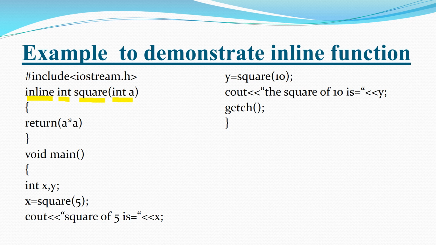Before starting this calculation, let us look at the main program. I'm going to start my main program with void main. This is a program where we are going to find the squares of two numbers. For the two numbers, I'm going to initialize two variables x and y. I'm going to accept two numbers, x and y. In the next line, x is equal to the function square being called, which calls the inline function.